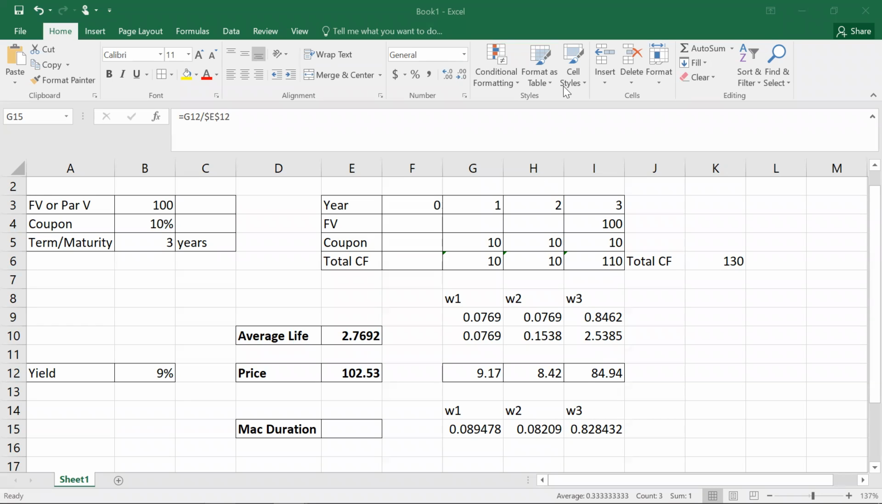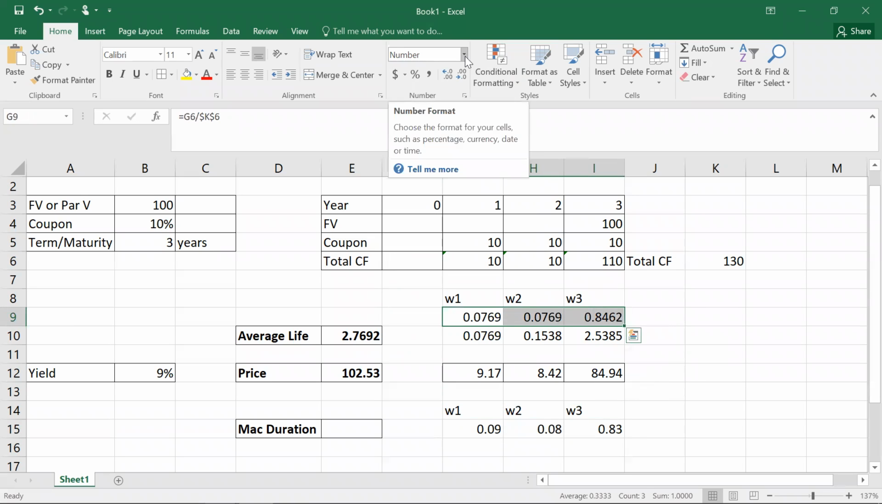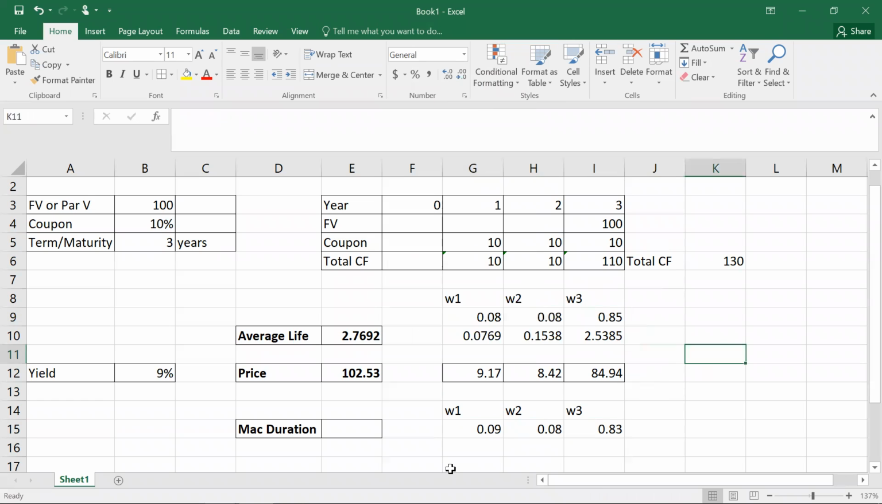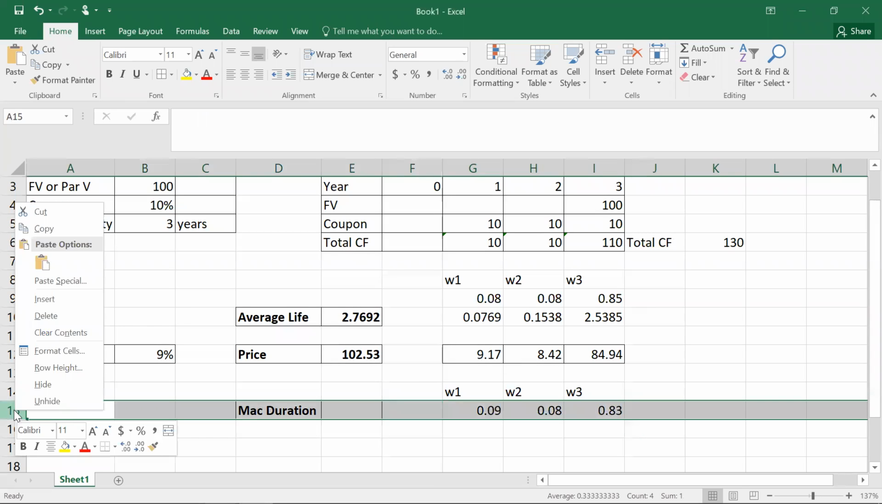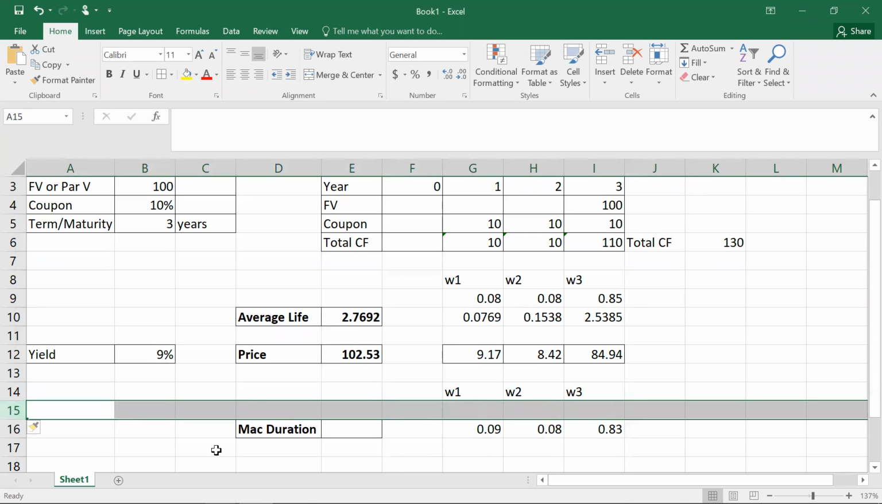Now what I will do, just a minute, we'll convert them into weights, like numbers. This also I will convert into a number. Now these are the weights. Also remember the sum of weights should always be 1. Even in the case of average life, the sum of weights was 1, and here also it's 1. So we have identified the weights.